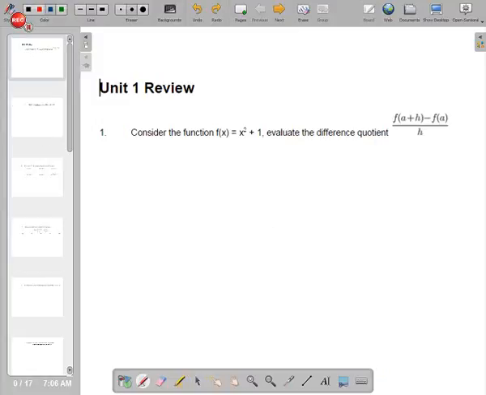Alrighty, ladies and gentlemen, it's exam time for pre-calc functions. So we're going to start off with Unit 1. This is our functions unit. This is a long unit. So first thing I'm going to do is find a difference quotient.